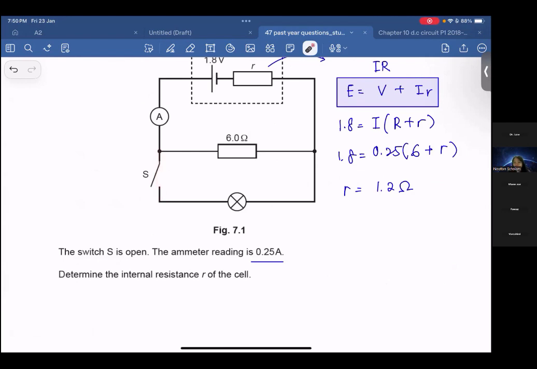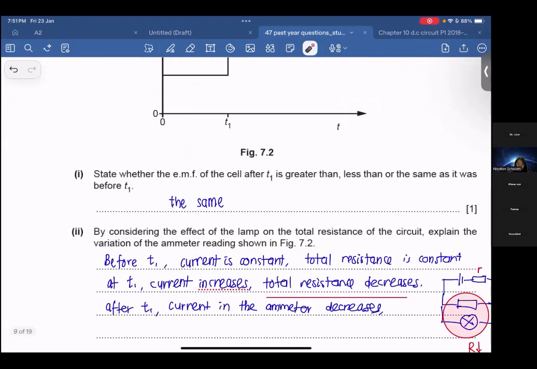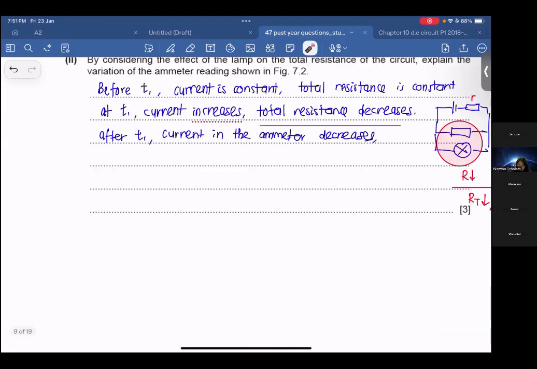Okay, Kai Qian, correct. Yes, Washini: after T1, the temperature of the lamp will increase. Very good. Hence, the resistance of the lamp will increase. Total resistance increases, so the current in the ammeter decreases. Perfect, your answer. You got the answer, is it? Very perfect.